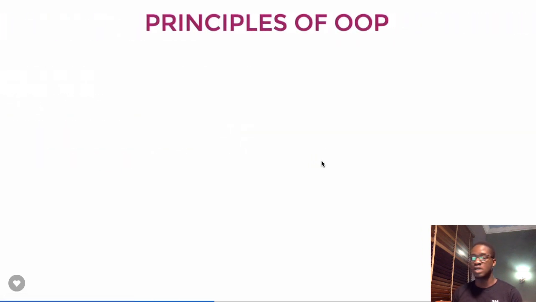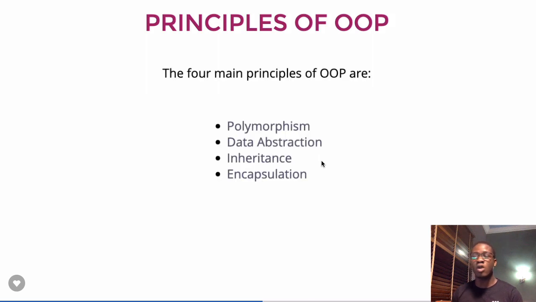So there are four main principles of object-oriented programming, which we're going to be seeing in examples as we go on. They are polymorphism, data abstraction, inheritance, and encapsulation. All right, as we go further, I'll try to explain all of these things in detail with examples so that we get to see them.